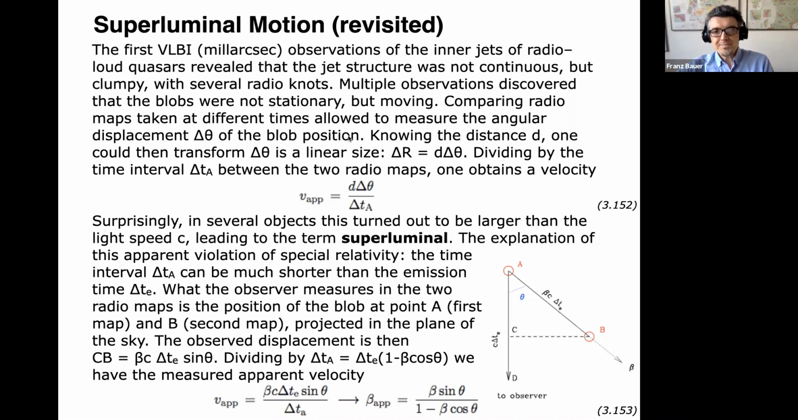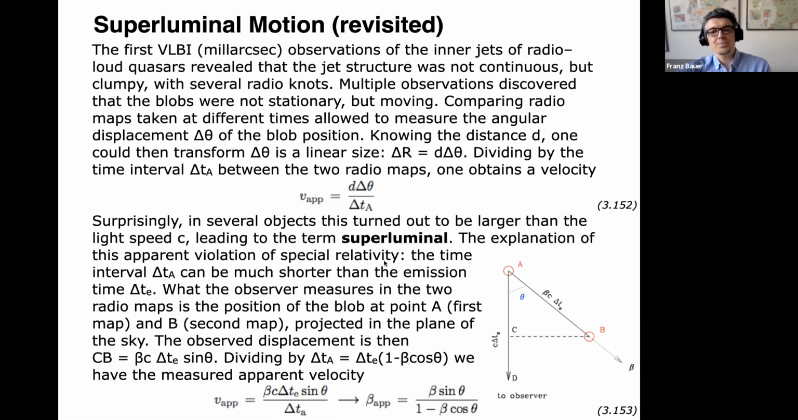And so, knowing the distance, one can take this angular change and make a linear size change. And then you can look at the arrival time difference between the two radio maps, and you can estimate an apparent velocity. So this angle times d gives you r, and this change in the arrival time between the different epochs gives you delta t_a, and this, it turns out, can be greater than c. And so how can this actually be?